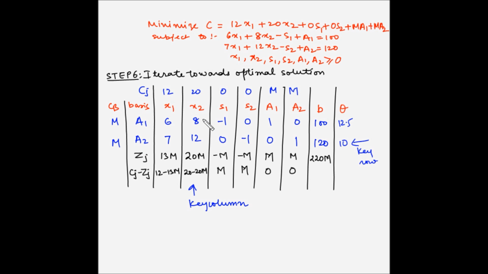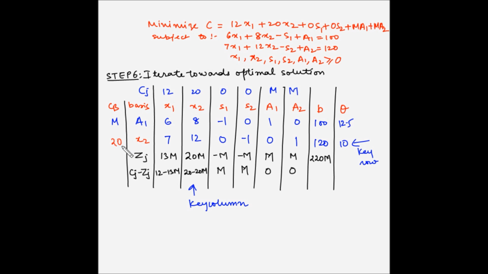Now after we have selected the key column and the key row, a revised simplex table providing an improved solution can be developed. First, the incoming variable now replaces the outgoing variable, and the coefficient of the incoming variable in the objective function is entered in the CB column. So let me do that. So x2, and the coefficient of x2 in the objective function is 20.